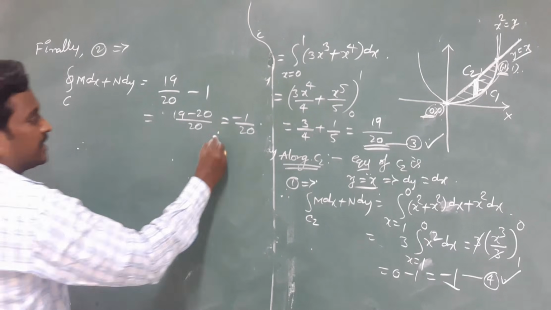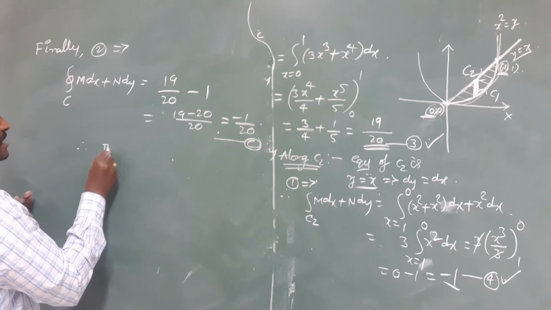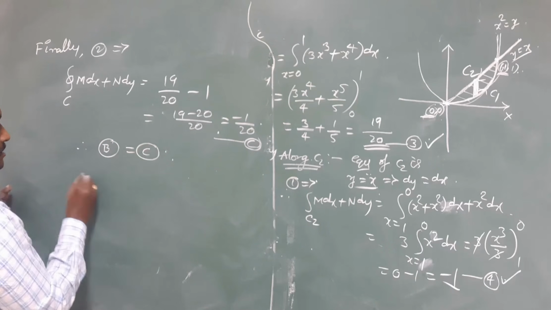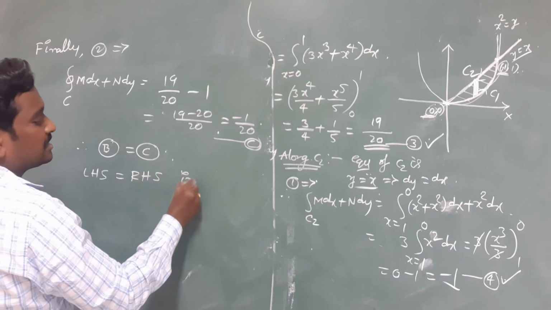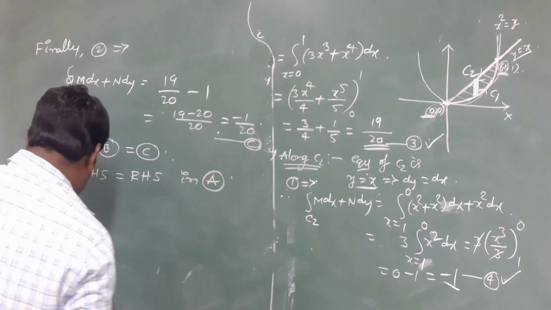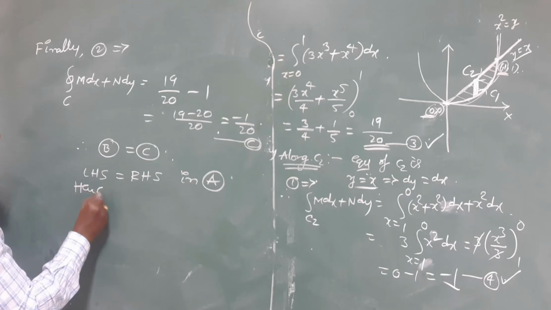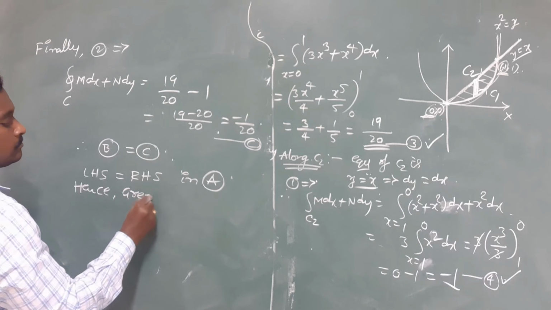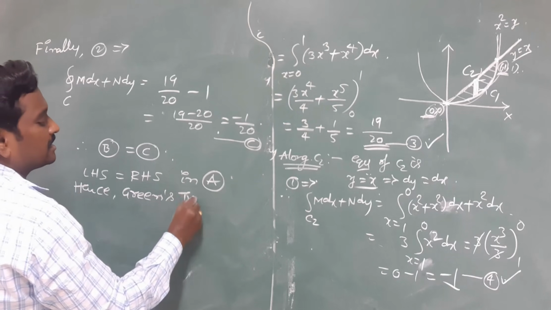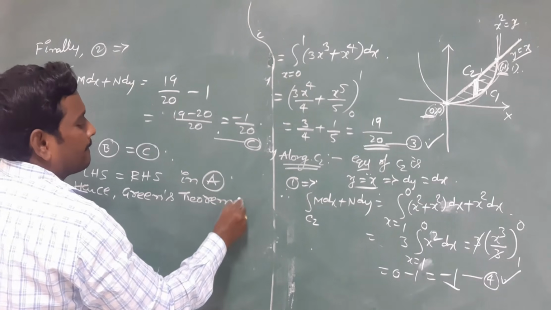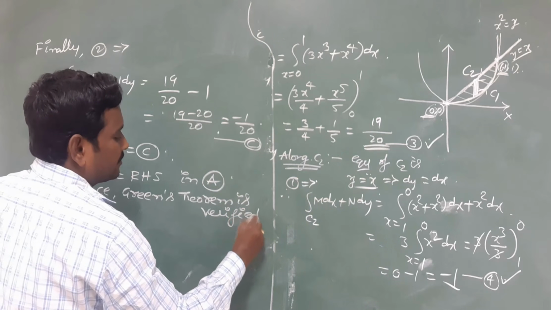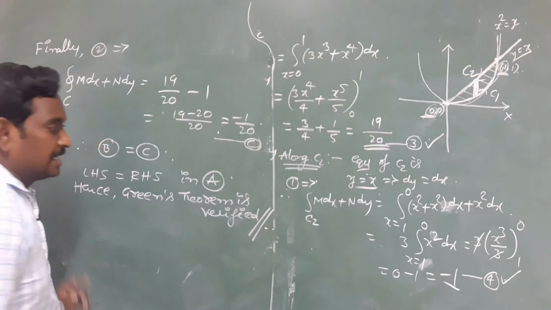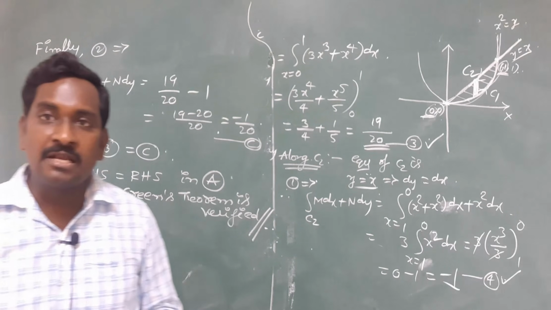So what happened? LHS is equal to RHS in the Green's theorem statement. Hence Green's theorem is verified. This is the conclusion. In the next video I will give some more examples on Green's theorem.